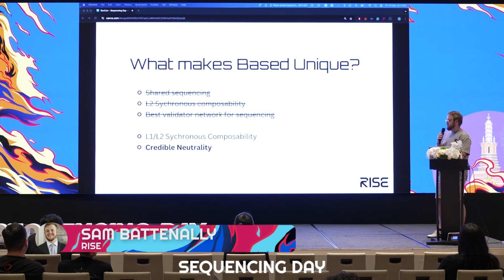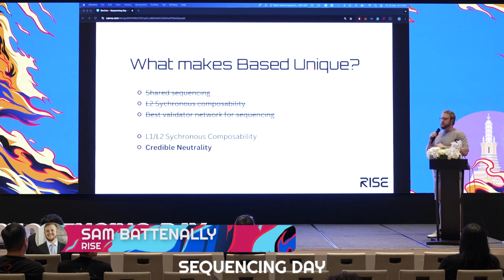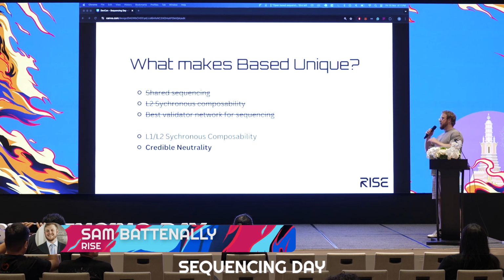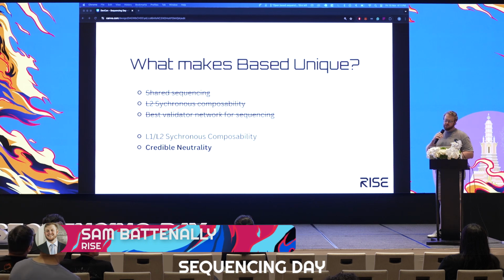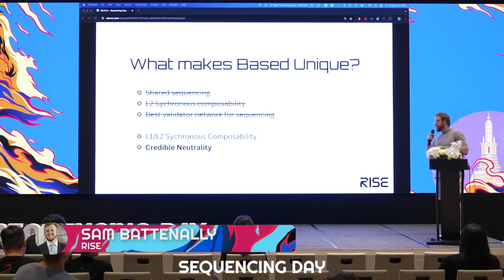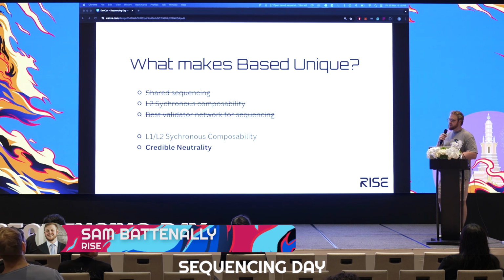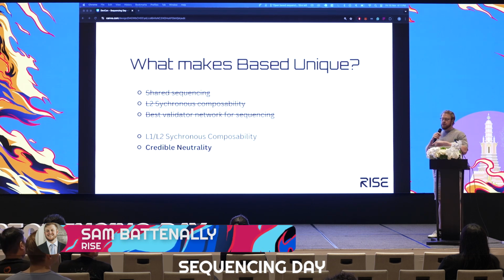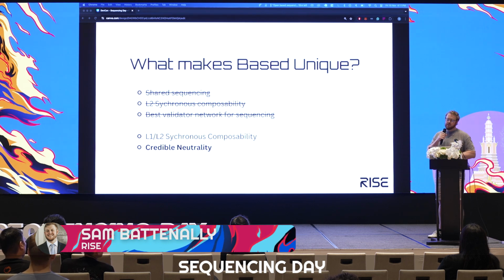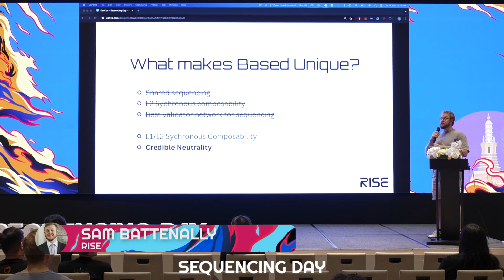What I do think is really important for based sequencing is, one, L1, L2 synchronous composability. This is essentially the only way you can do it. Because it's the Ethereum validator sequencing your transactions, you're able to bundle up transactions between the L1 and L2 and do cross-chain interop between the L1 and L2, which is cool. It's difficult to say how powerful this will be until we see the apps that use it in the future. But what I think is actually the most important feature of based sequencing in the based ecosystem is the fact that it's credibly neutral. There's a lot of secondary effects to credible neutrality.